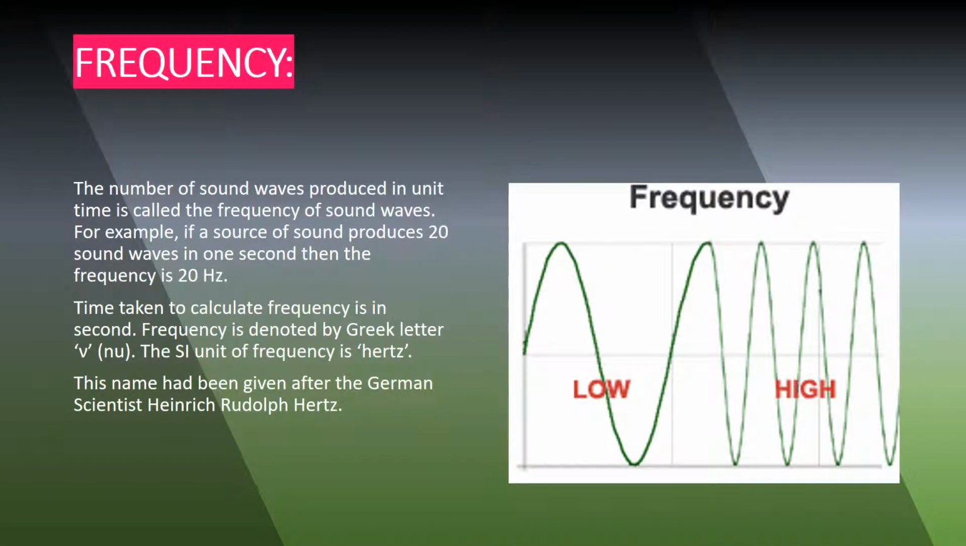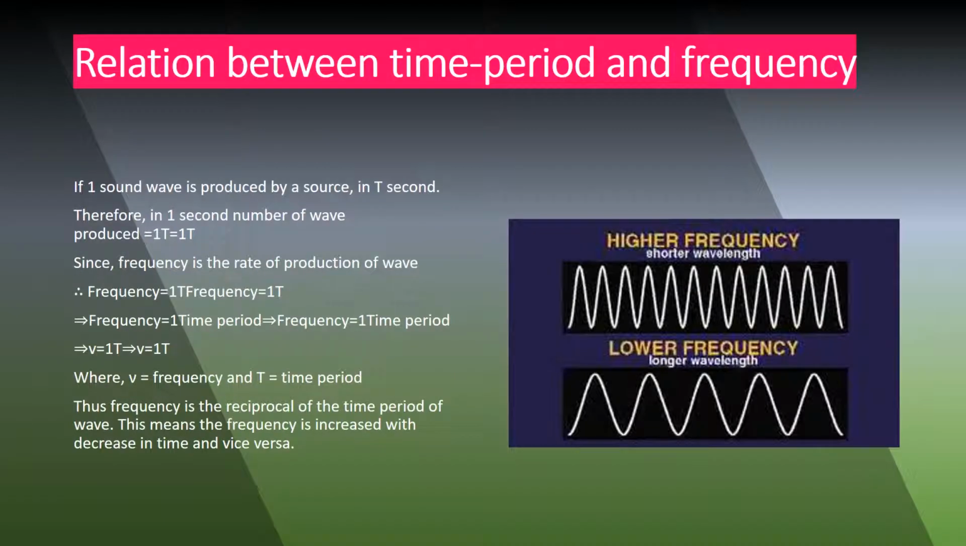Frequency. The number of sound waves produced in unit time is called the frequency of sound waves. For example, if a source of sound produces 20 sound waves in 1 second, then the frequency is 20 Hz. Time taken to calculate frequency is in second. Frequency is denoted by Greek letter nu, ν. The SI unit of frequency is Hertz. This name had been given after the German scientist Heinrich Rudolf Hertz.